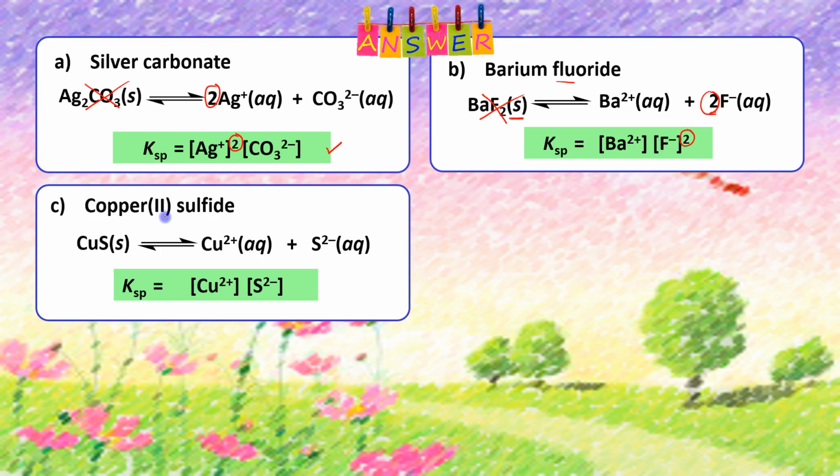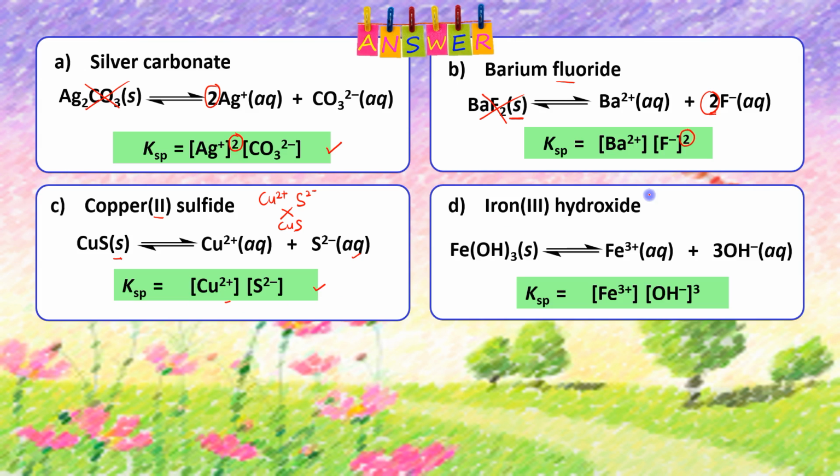Okay, next, copper 2 sulfide. Copper 2+ and sulfide S2-. When you combine them, you will get CuS, which exists as a solid. When it partially dissociates, it will become copper 2+ and S2- ion. And then we can write the Ksp equals the concentration of copper 2+ times the concentration of S2- ion.